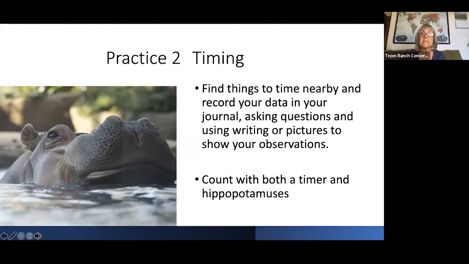And then a sketch diagram or a drawing to show the visual of your observation. Count with a timer and count by hippopotamuses. If you don't have a timer, obviously you'll count with hippopotamuses. If you do have a timer, do it both ways and see how each works for you. All right, so that's your second practice, and that's your second journal entry.